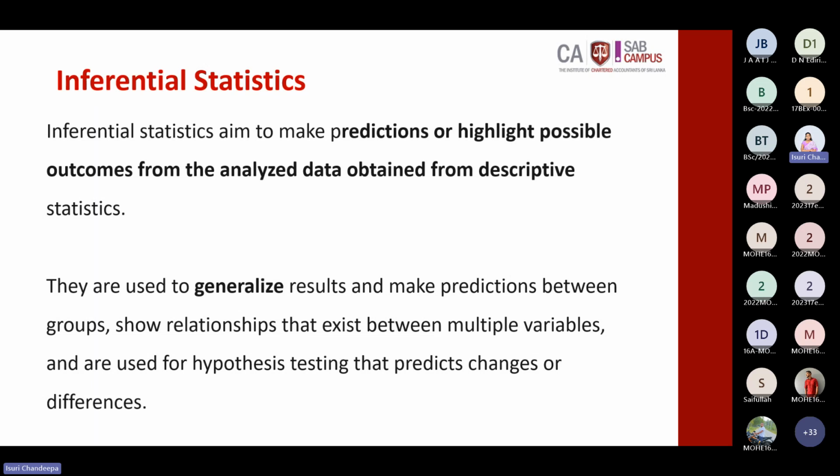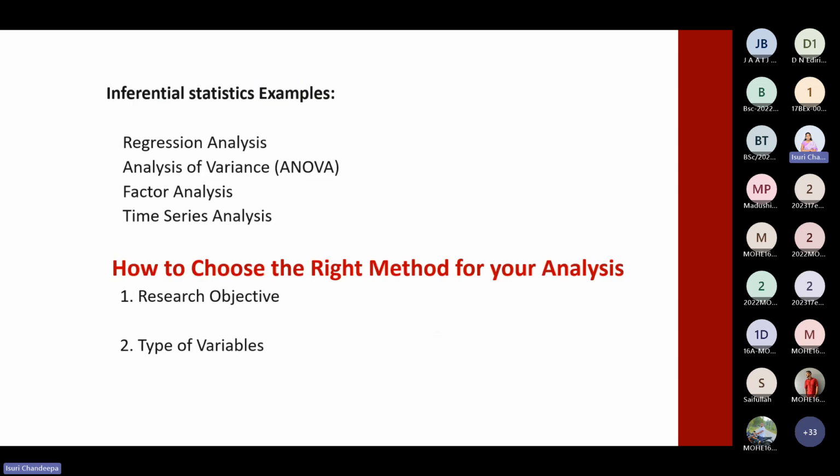All right. Therefore, they are used to generalize the results, make predictions between groups and show the relationship existing between multiple variables. We have the chance to analyze the prediction, determine future possible outcomes, and generalize the results based on our findings. Here are some examples of inferential statistics: regression analysis, ANOVA, ANCOVA, factor analysis, time series analysis.